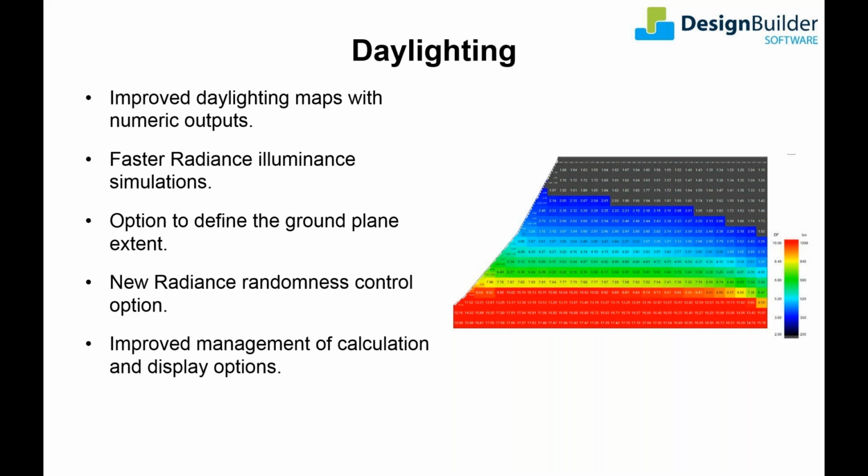There's a new option to control randomness in Radiance results. In previous versions of DesignBuilder, the Monte Carlo random sampling method was used, and that resulted in small variations between each calculation, even if the inputs were identical. This can make it more difficult to compare results from one design iteration to another.